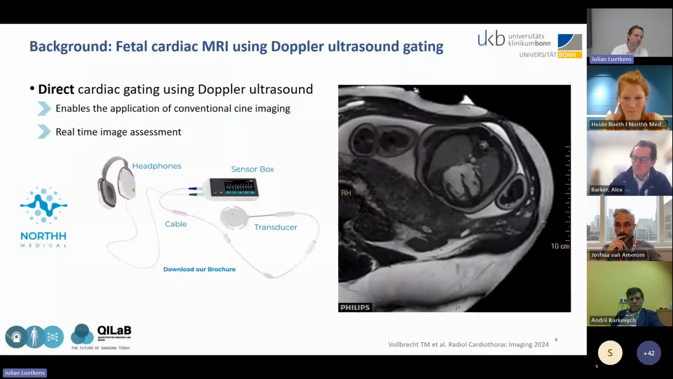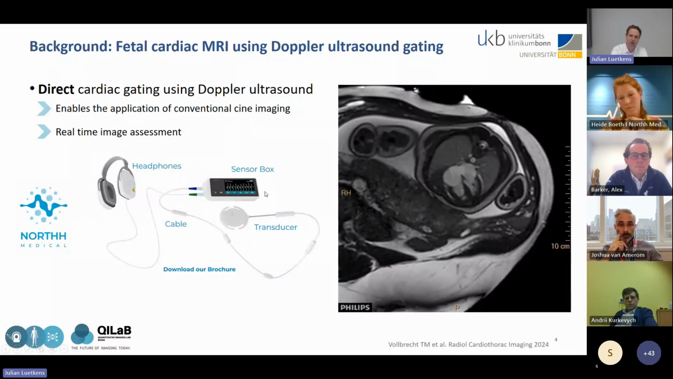We now have the possibility to do direct cardiac gating with Doppler ultrasound, and this enables the use of conventional CINE imaging in clinical routine. What we do here in Bonn, and also in other centers, is to at least try to image some axial planes. Fortunately, in the fetus, because the lungs are not inflated, the axial plane at the ventricular level corresponds to a four-chamber view.